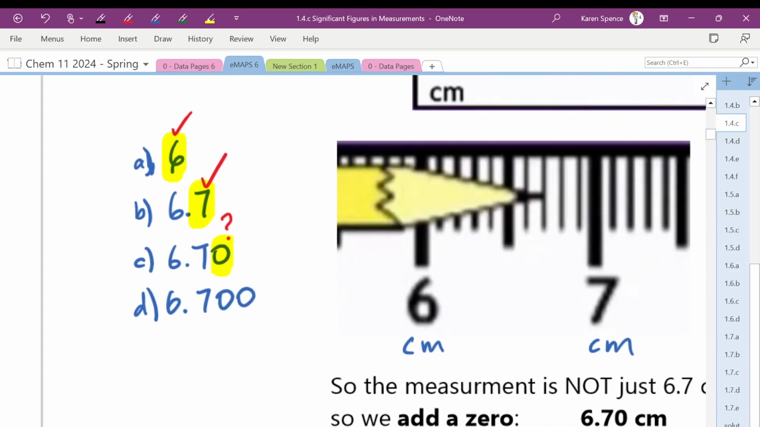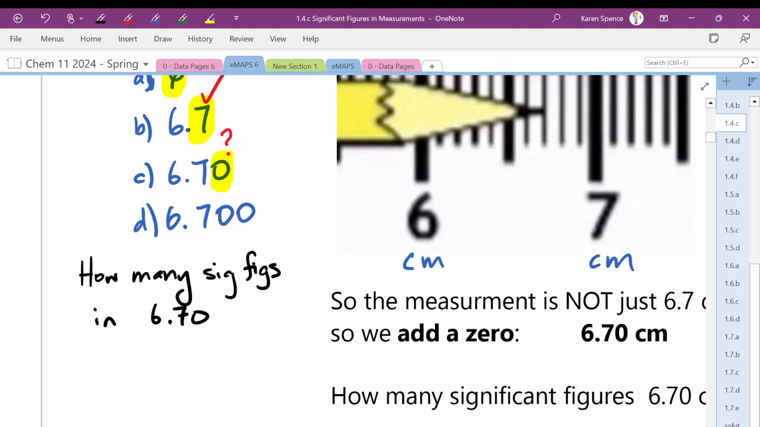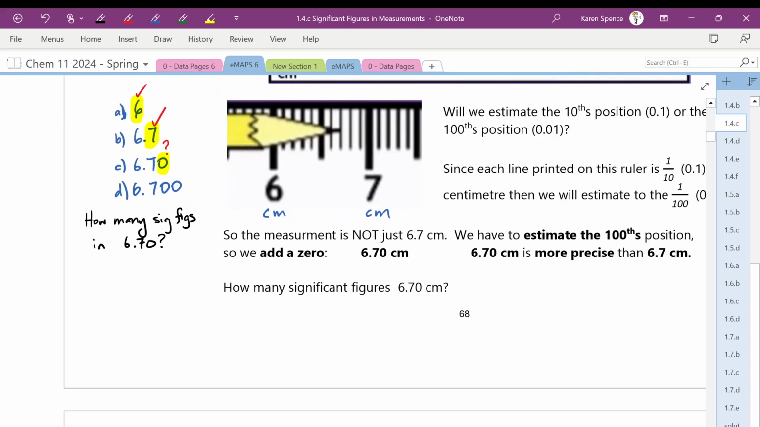And if that is the case, how many sig figs? How many sig figs in 6.70? Hold up your fingers if you think you know the number. 3, absolutely. Okay, so that 0 is significant because that is our uncertain digit. Excellent.